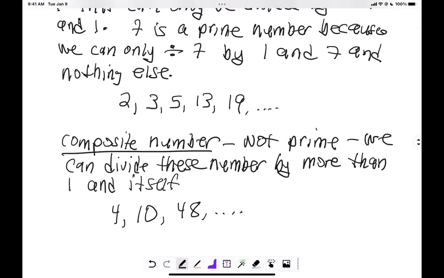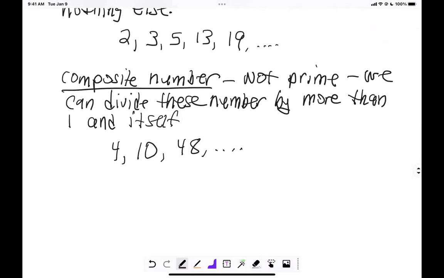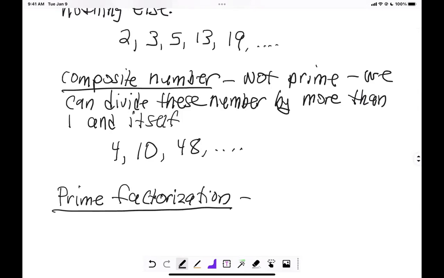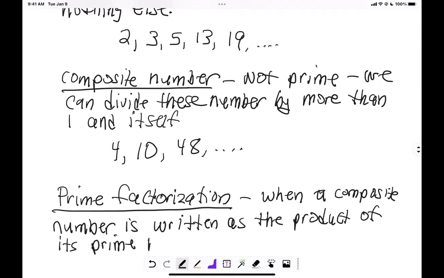So what we're going to do now is take some composite numbers and break them down into something called prime factorization. Prime factorization, this is our first skill for this chapter. Okay, this is what we're going to do. When a composite number is written as the product, product meaning multiply, of its prime numbers. If you remember it, great. If not, we're going to do it all from scratch.